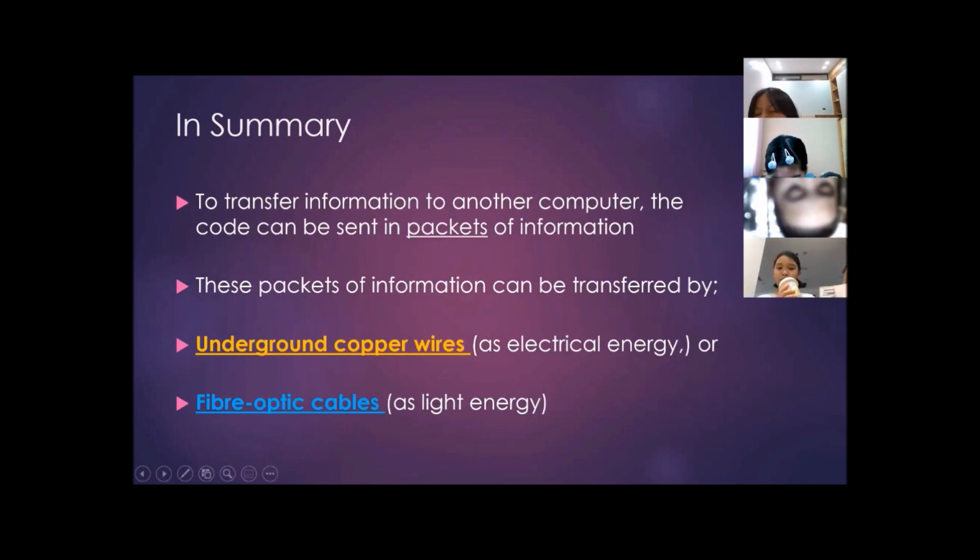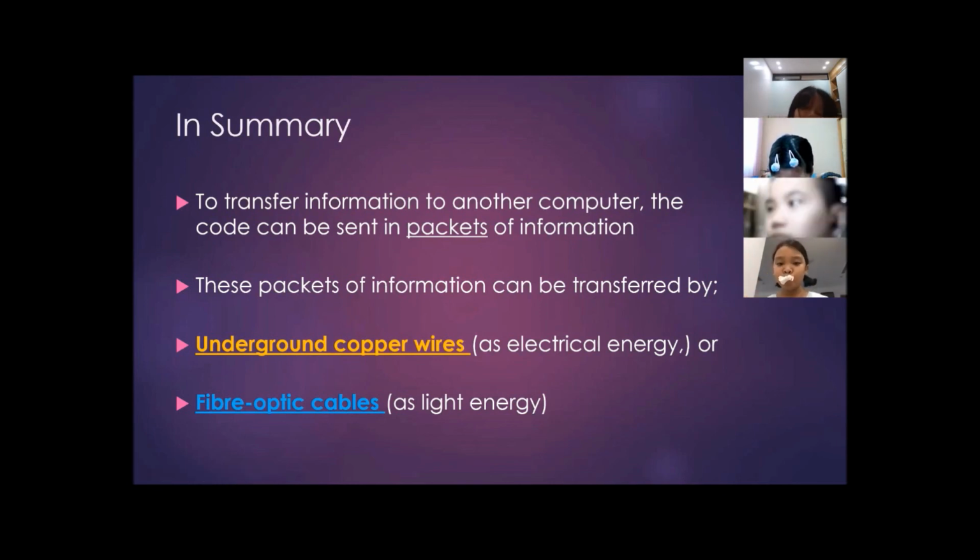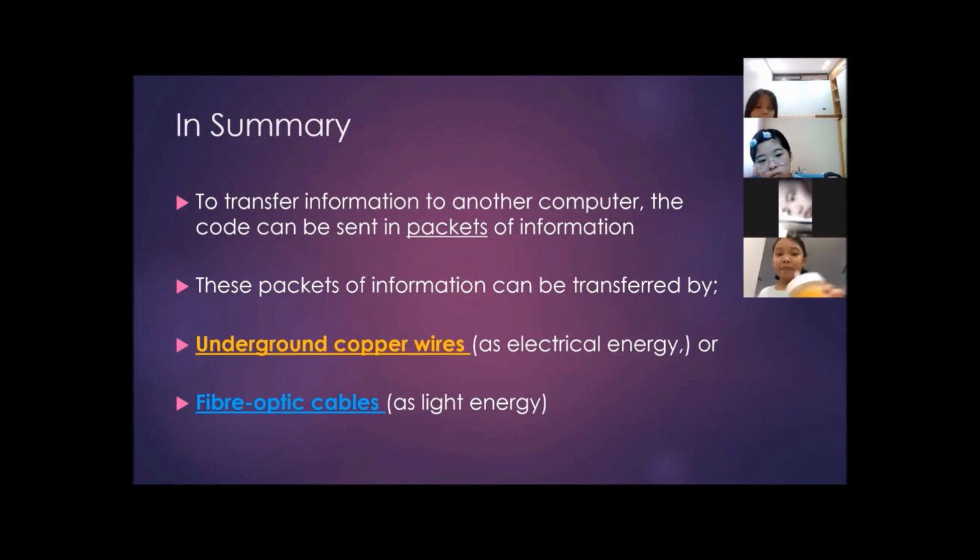Right, guys, what does this say? To transfer information to another country, it can be sent as packets of information. These packets of information can be transferred by underground copper wire, electrical energy, or fiber optic cable, light energy. Good job. So what two ways can you send packets of information? You can use underground copper wires or fiber optic cables.